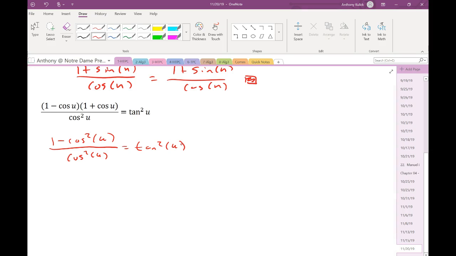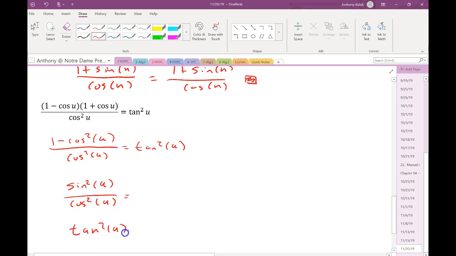Okay. So Andrew notices that 1 minus cosine squared is something. That's sine squared. Everybody okay there? Then what? And that's just tangent squared, right? Sine squared over cosine squared. And we're done.